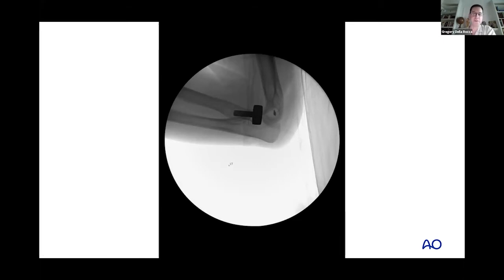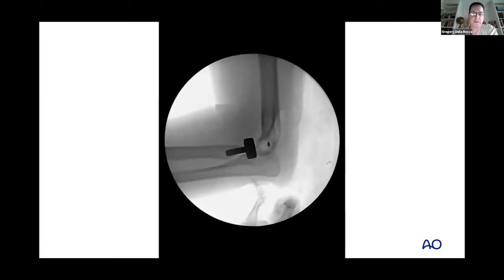This is a lateral view. And you can see his elbow is pretty stable there. There's my hyperextended IP joint of my thumb.